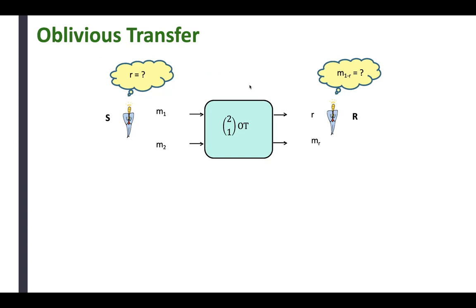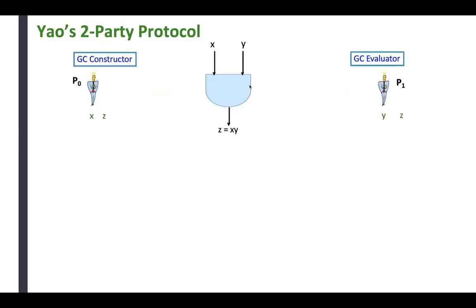That is it. So we need garbling and we need oblivious transfer to build Yao's two-party protocol. In Yao's two-party protocol, the first party, denoted by P0, will act as the garbled circuit constructor. And the second party, P1, is going to act as the garbled circuit evaluator. And together they want to compute a function.